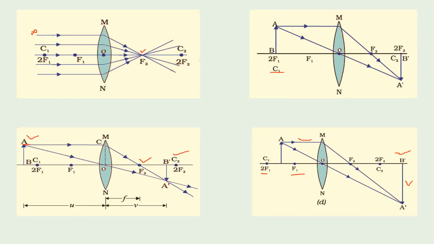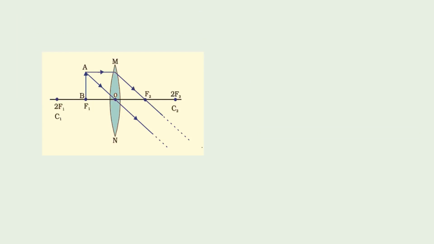So in all these cases, the image is real and inverted because the rays are actually passing through the point where image is formed. So the image formed is real and inverted. Real image is always inverted. When the object is at the focus, the image will be formed at infinity. The ray which is parallel passes through the focus, ray which is passing through the optical center will go straight, so the image will be formed at infinity.